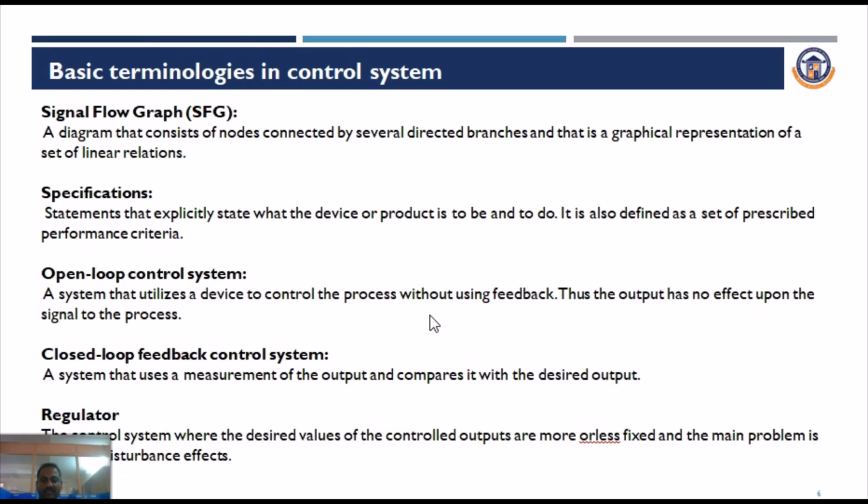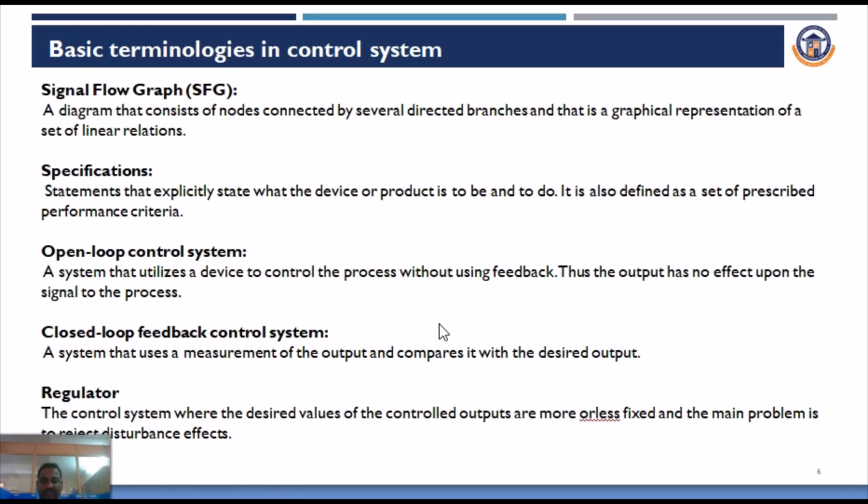Open loop control system, a system that utilizes a device to control the process without using feedback. Thus, the output has no effect upon the signal to the process. A closed loop feedback control system, a system that uses a measurement of the output and compares it with the desired output. The regulator, the control system where the desired values of the controlled outputs are more or less fixed and remain constant. The problem is to reject disturbance effects.